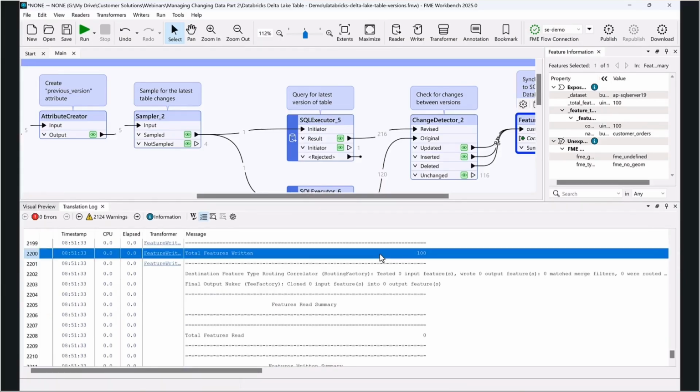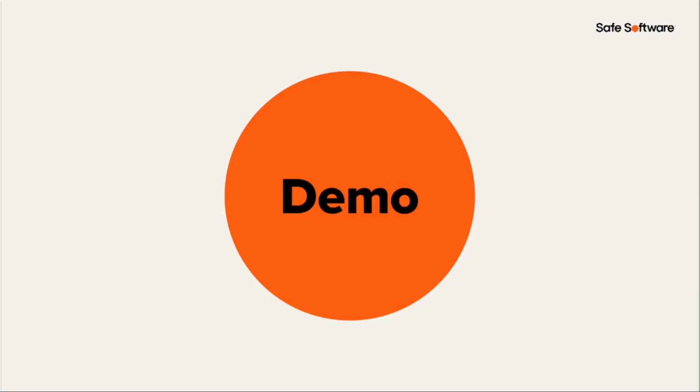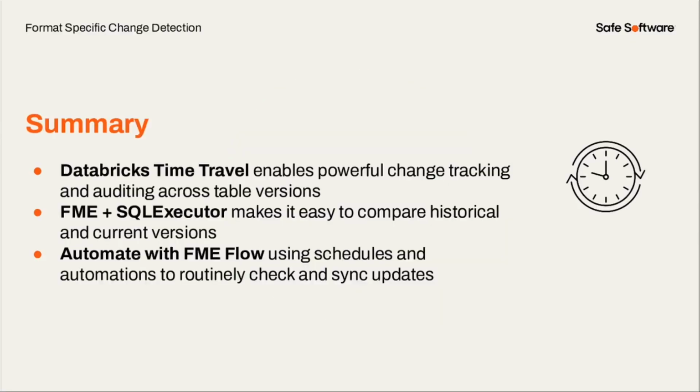So you could use this method for synchronizing between different platforms. And yeah, really the main point here that we want to drive home is that there's a lot of tools available that you can leverage within FME. In this case, we're using Databricks' time travel, but there could be other platforms out there with similar methods. The SQL executor makes it easy to compare the historical and the current versions.